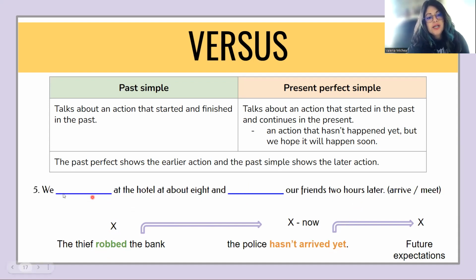And here we have number 5. We at the hotel at about 8 and our friends 2 hours later. So again, you have 2 actions, arrive and meet, and you have to decide if both are in the past simple, if both are in the present perfect, or maybe there is a mix of them. All right, so think about that carefully and try to solve this question.